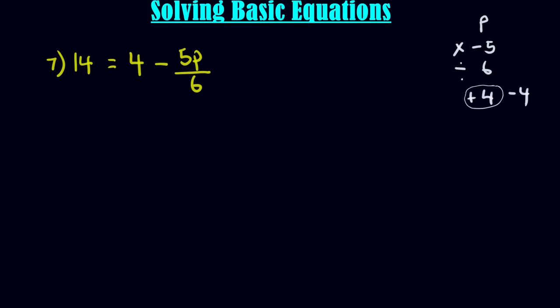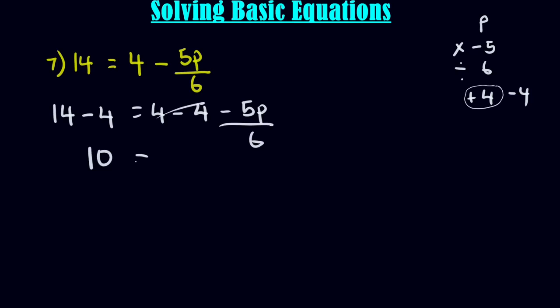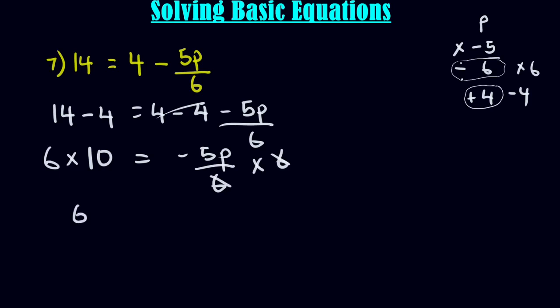So the first thing that we're going to try to get rid of is that positive 4 by subtracting 4 on both sides. So we'll have 14 minus 4, which gives us 10, and we'll have minus 5p divided by 6. Now the next term that we will try to get rid of is that 6 dividing the minus 5p. And we get rid of that by multiplying both sides by 6. So we'll have 6 times 10 is equal to minus 5p divided by 6 times 6. 6 will cancel each other, and the 6 times the 10 will give us 60. So 60 equal to minus 5p.